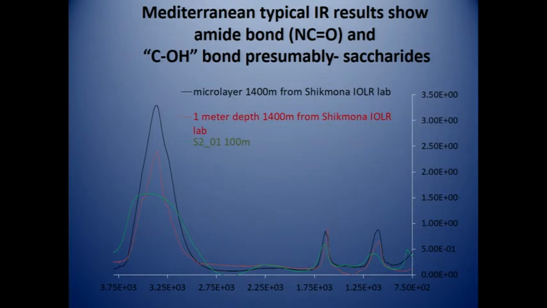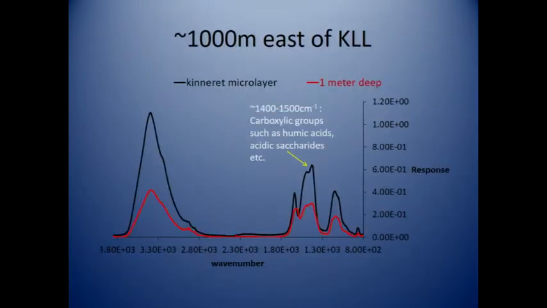If you go to the freshwater bodies, such as the Lake Kinneret, the picture is similar, but not really. First of all, everything is clearer. You can see those peaks, 1, 2, 3, but then you have a rise up here of a signal of supposedly carboxylic groups that belongs maybe to acidic saccharides or to humic acids. And of course, you can see that the microlayer sample in black is always higher. And trust me, you can try that.